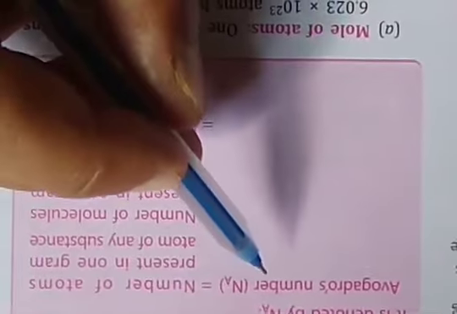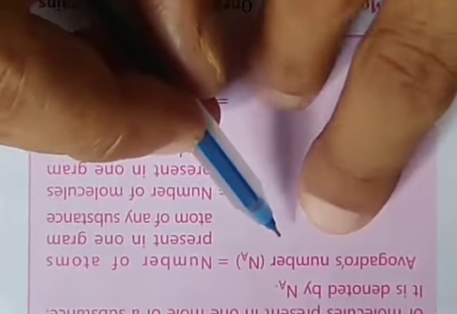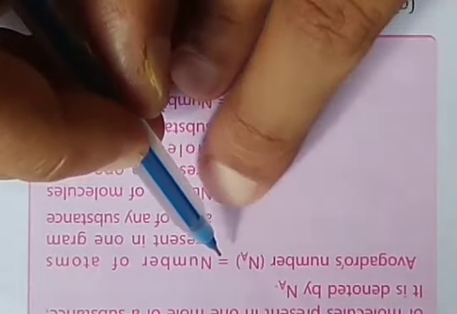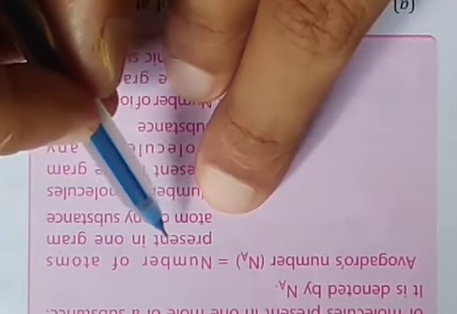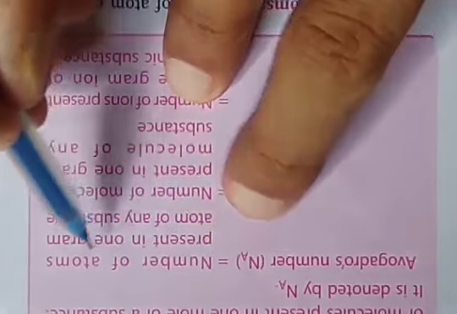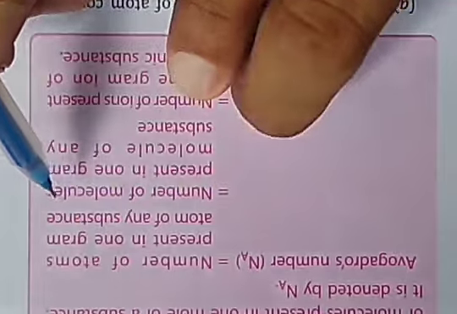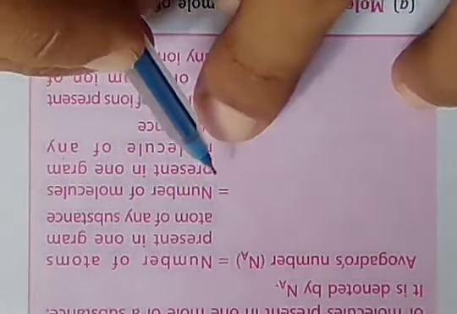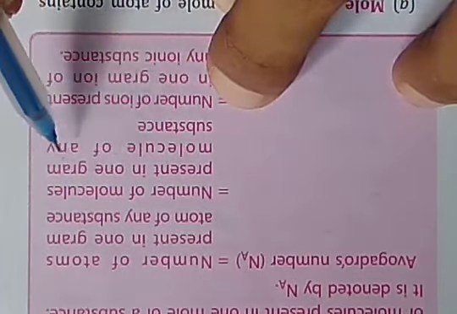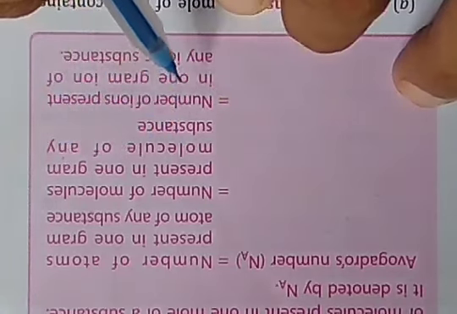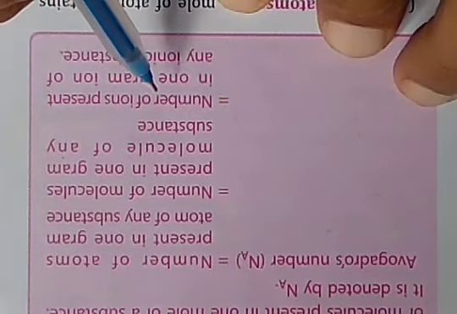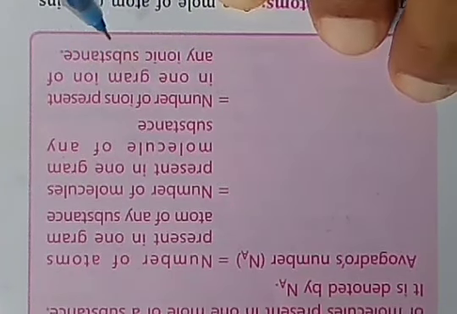Now the Avogadro number, 6.023 into 10 to the power 23, is equal to the number of atoms present in 1 gram atom of any substance, is equal to the number of molecules present in 1 gram molecule of any substance, is equal to the number of ions present in 1 gram ion of any ionic substance. So let's go through the examples.